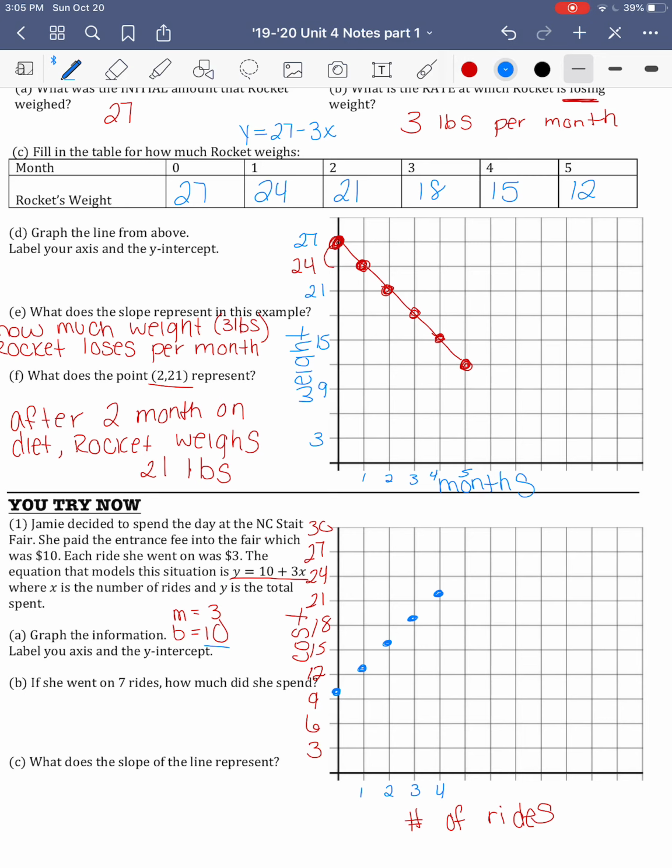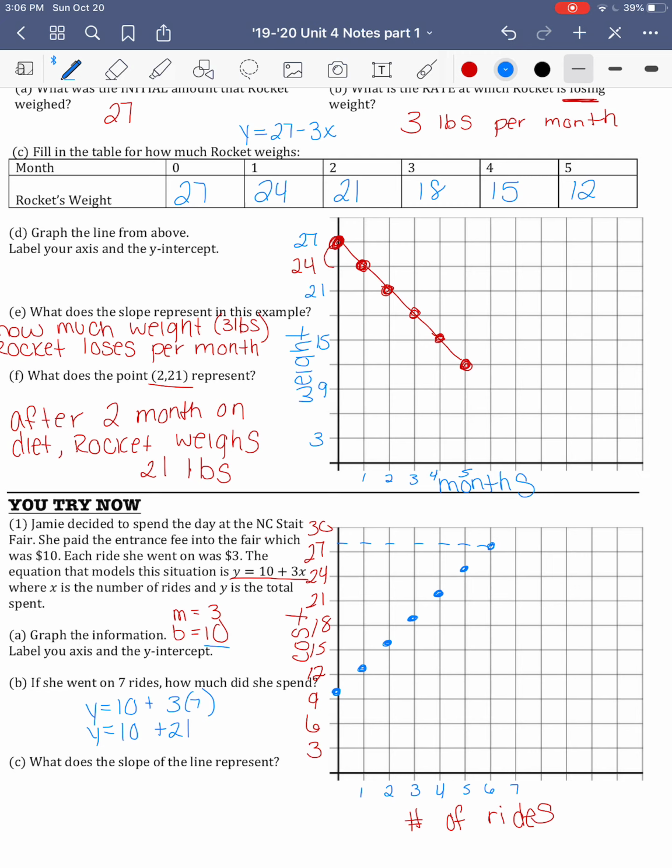So part B, if she went on 7 rides, how much did she spend? So I could use my graph. So let's see, 5, 6, and 7. I notice a pattern. I'm just kind of going up 1 and over 1. So I can tell from my graph that she'll have spent $28. Okay, but I could also go like this: y equals 10 plus 3 times 7, which would just be 10 plus 21. Ooh, hold on a second.